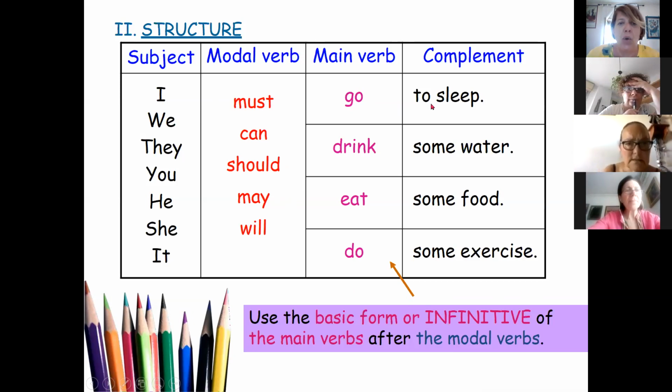I must go to sleep. We can drink some water. They should drink some water. You may eat some food. She will do some exercise. It should eat some food. Of course, the meanings are very changeable in this case.